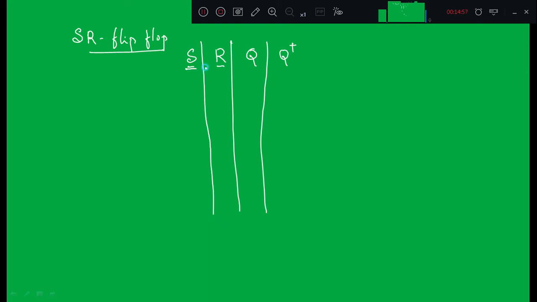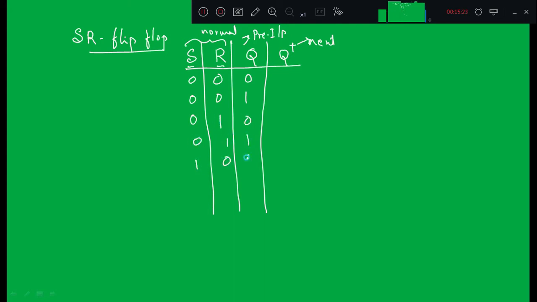Okay, so now these are the normal inputs, and this is the previous input, and this is the next state output. Now we have a total of 3 inputs, so we have to write a total of 8 combinations: 0 0 0, 0 0 1, 0 1 0, 0 1 1, 1 0 0, 1 0 1, 1 1 0, 1 1 1, right? So these 8 combinations we need to write.